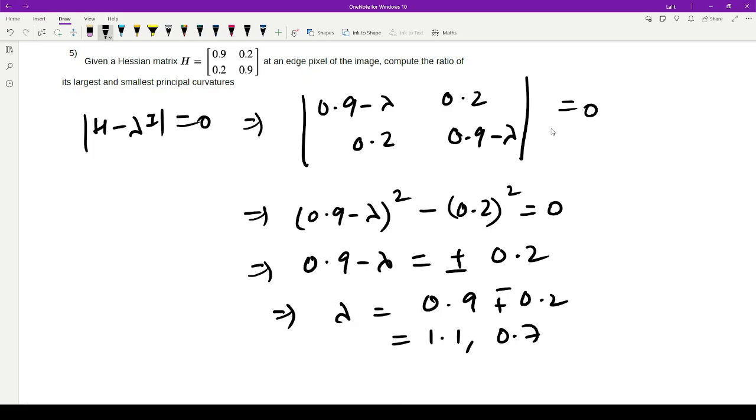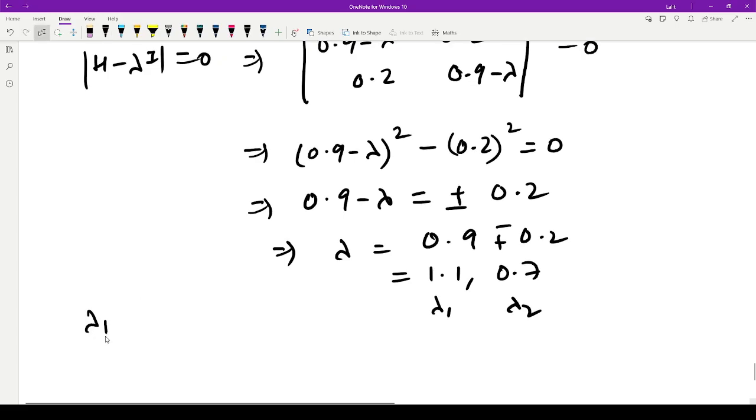Of course, if you now get the eigenvector, it will give you the direction as well of what is the direction in which the curvature is maximum and then what is the direction in which the curvature is minimum. But here we just need to get the ratio. So if I call this as lambda 1, this is lambda 2, what we need is lambda 1 by lambda 2, which turns out to be 1.57.